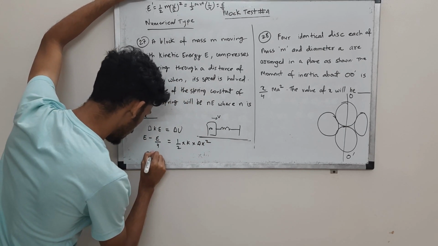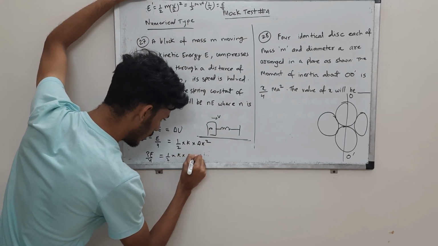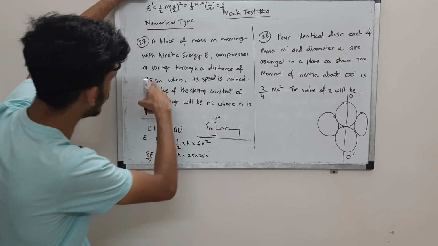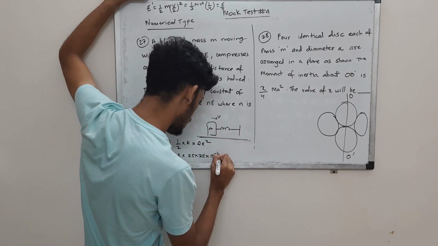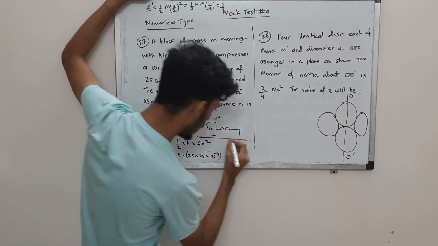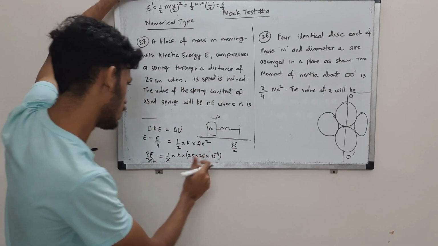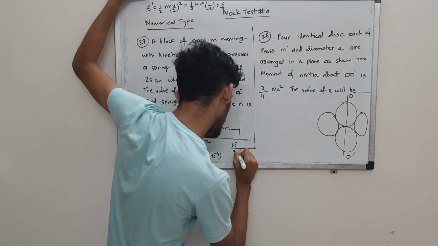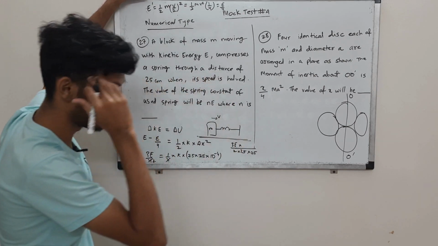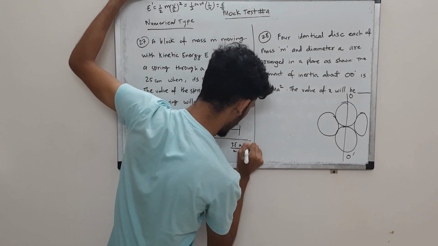So the loss, 3E by 4, equals half k into 25 into 25, times 10 to the power minus 4, since it is centimeter square. Let's simplify this. Actually, you can cancel the half, so we have 3E by 2. Let's take everything to the other side and solve for k. In the denominator we'll get 25 into 25, and in the numerator we'll have 10 to the power 4, or 100 into 100.